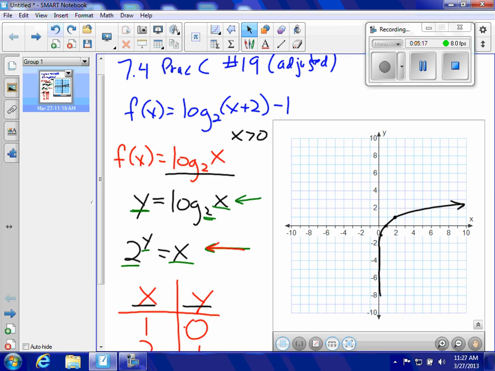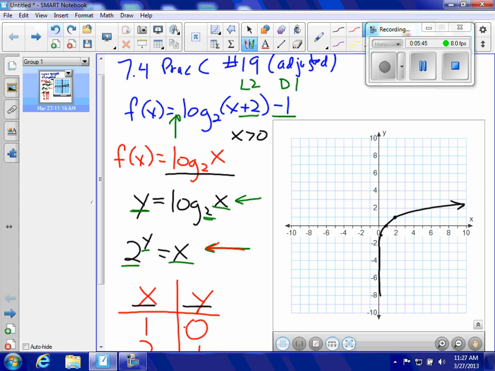Now I'm going to go back up to my transformed function, and I see that I have an h and a k. I don't have any a, so I don't have to worry about any vertical stretch or compression. I don't have any negative sign, so I don't need to worry about flipping it. Since it's a positive 2 here, I need to go left 2, and I need to go down 1. So every point, I'm going to move left 2, down 1.